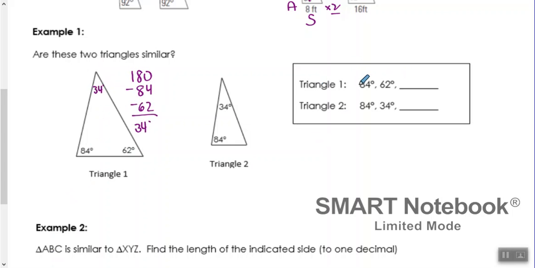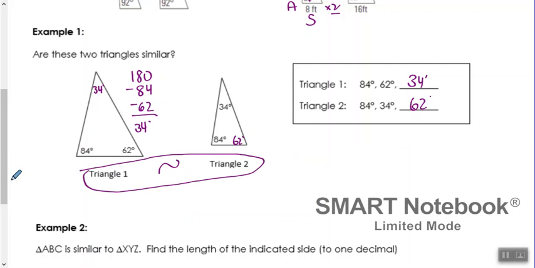So triangle 1 has angles of 84, 62, and 34. Now, if I do this again, 180 minus 34 minus 84, well, since this one was 34, I know that this last angle is going to be 62 degrees. So these two triangles are similar. So triangle 1 is similar to triangle 2.